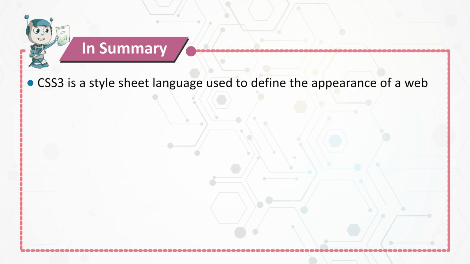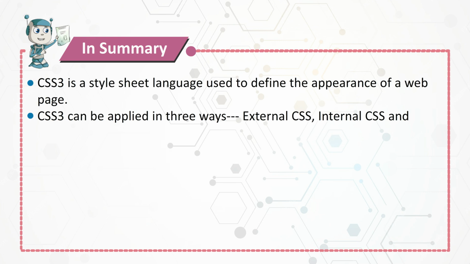CSS3 is a style sheet language used to define the appearance of a web page. CSS3 can be applied in three ways: external CSS, internal CSS, and inline CSS.